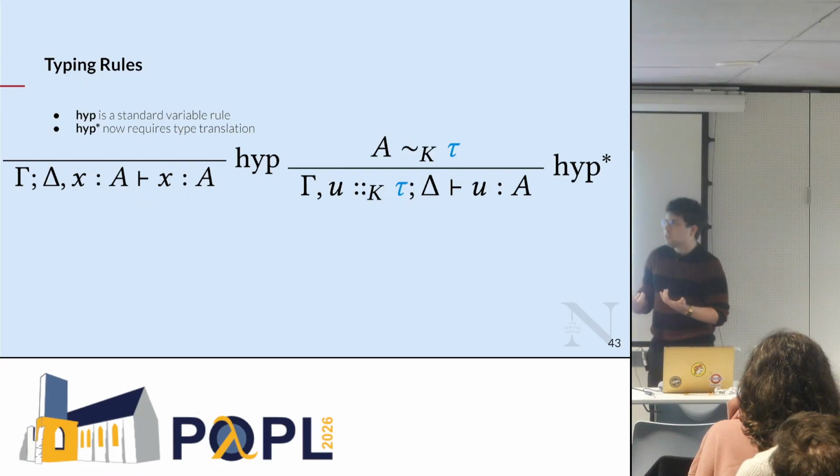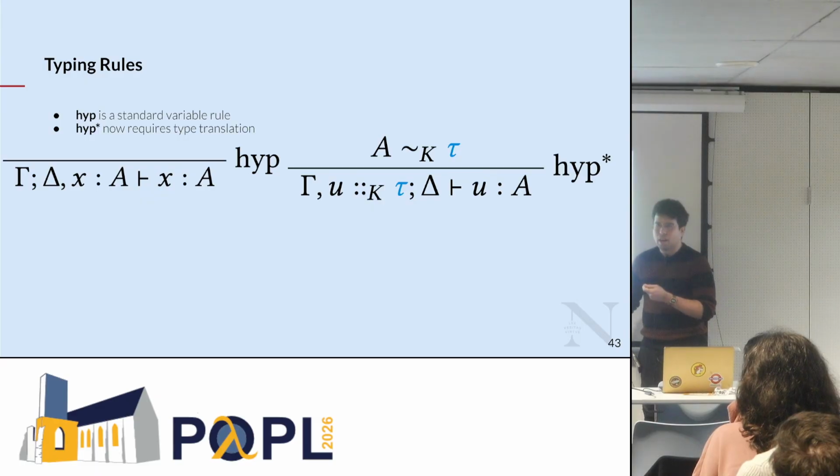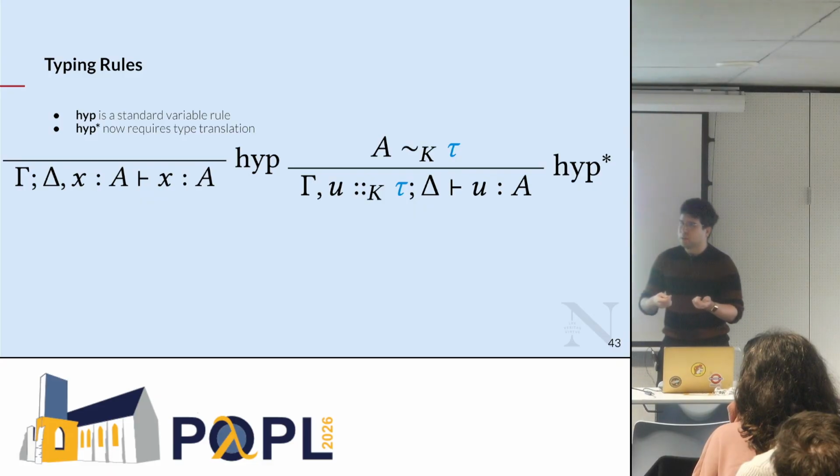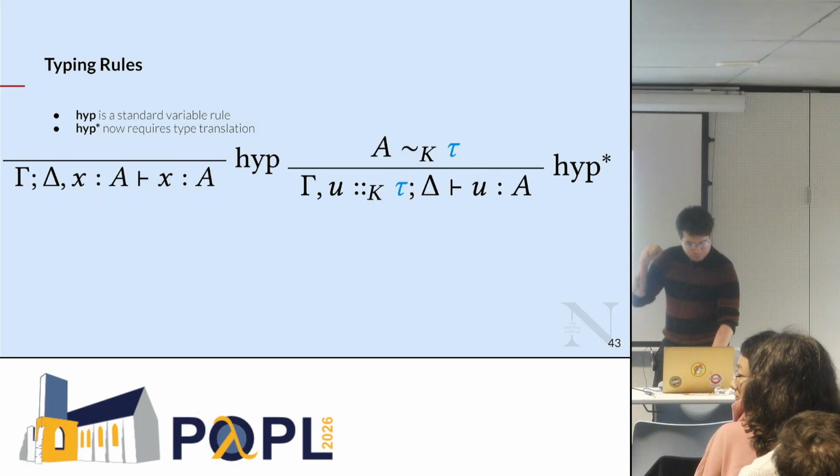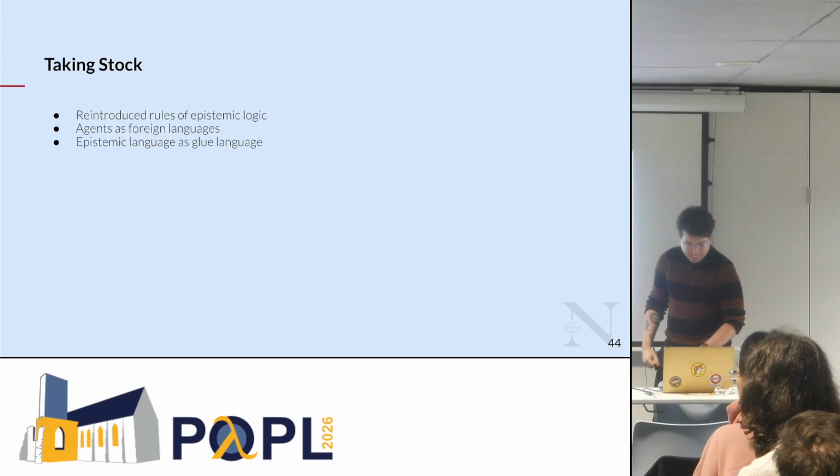And this is to say, if you imagine tau to just be A, then you can think of it as K knows A. Well, like I said, agents can only know true things. So if an agent knows something, then we can assume it's true. And that's what that is.